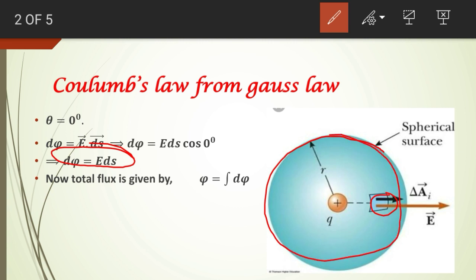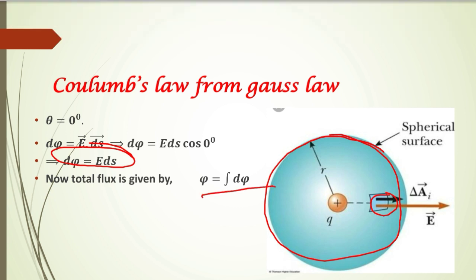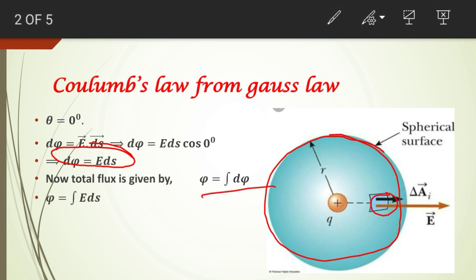Okay, because phi is equal to the integration of d phi. So d phi can be replaced by E dot dS. So into phi to phi here, integration to integration here. Now d phi will be replaced by E dot dS.